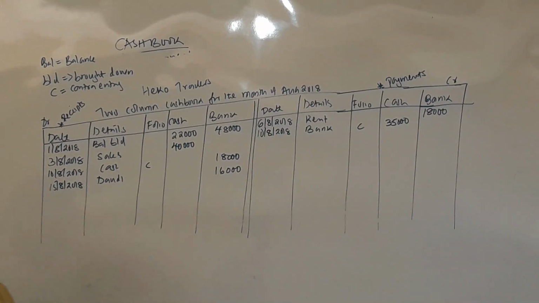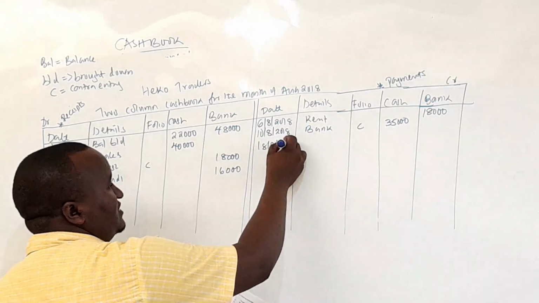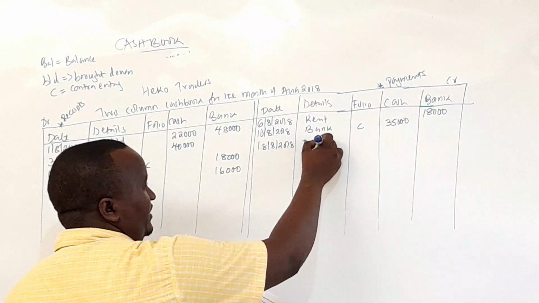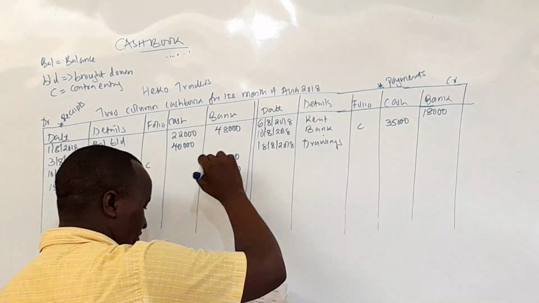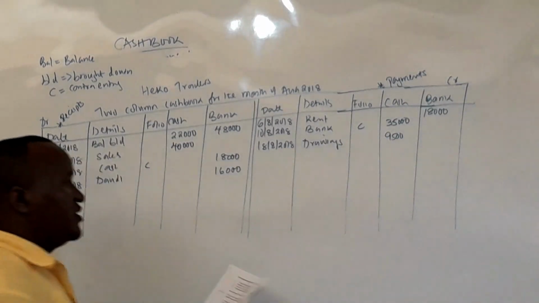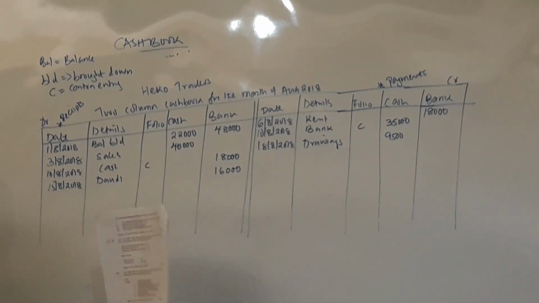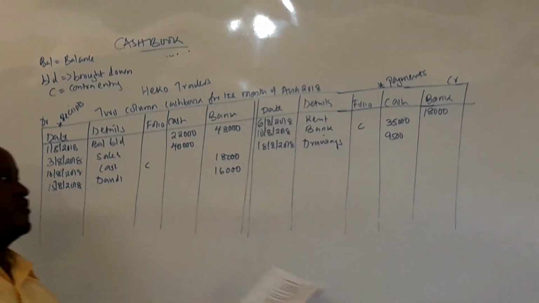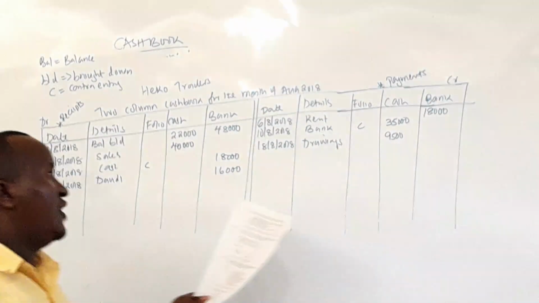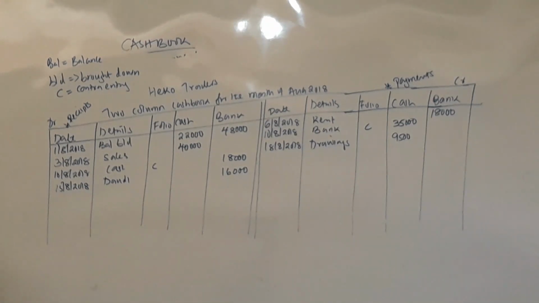Date 18, the proprietor took 9,500 cash for personal use. When you take money for personal use, we call it drawings. Here, drawings, for personal use, 9,500 cash. There are two types of drawings: either drawings for personal use, or for office. For office use, it is a contra. If you are drawing money for office use, we credit bank and we debit the cash. But if it is for personal use, you just credit the cash book.